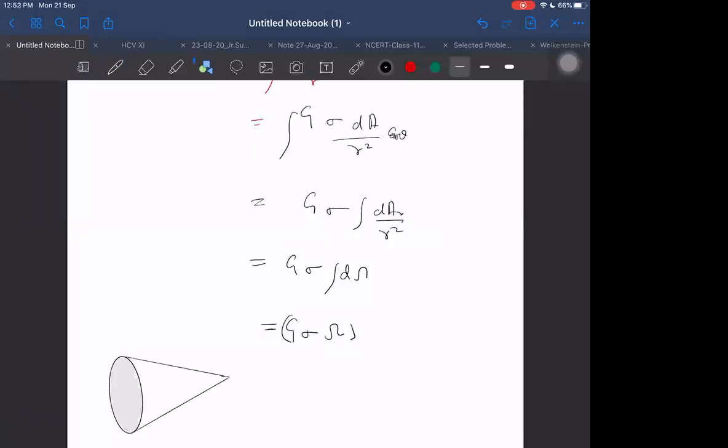cone, sir, at the apex. 4 pi. No, this is not 4 pi. Only by the Pi only. Distance, not this total angle. Okay, okay, 2 pi only, sir. This will not be 2 pi also. How are you saying it randomly?